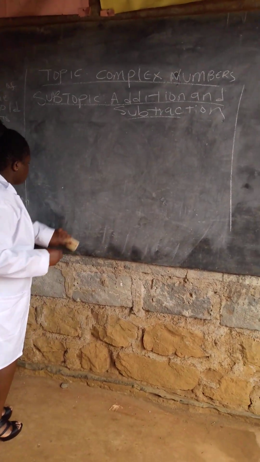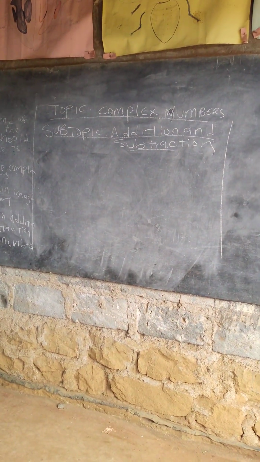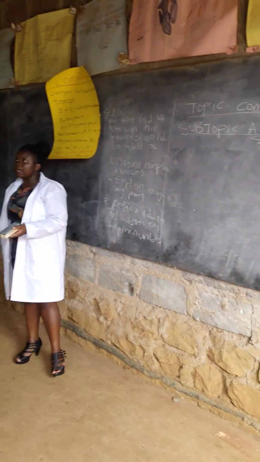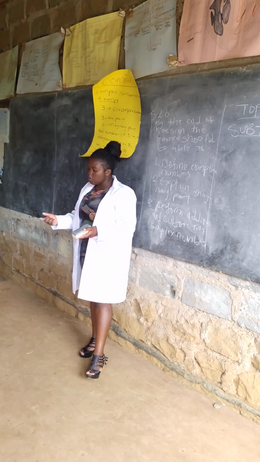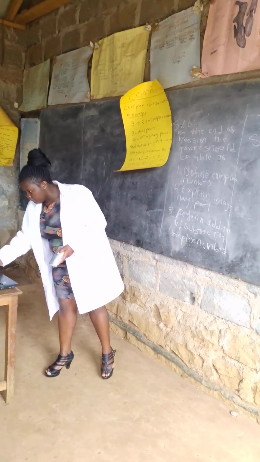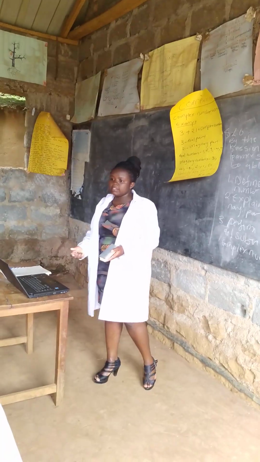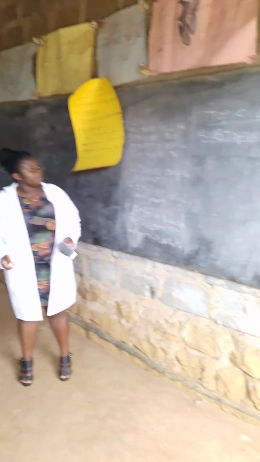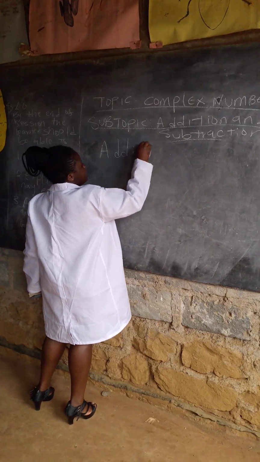So we are also going to discuss the importance of the imaginary i and complex numbers in real life situations. Number one, complex numbers are used in physics, electrical engineering, and also in survey. Is it okay? Yes. That is good. So we are going to do the addition and subtraction of complex numbers. We'll start with addition.